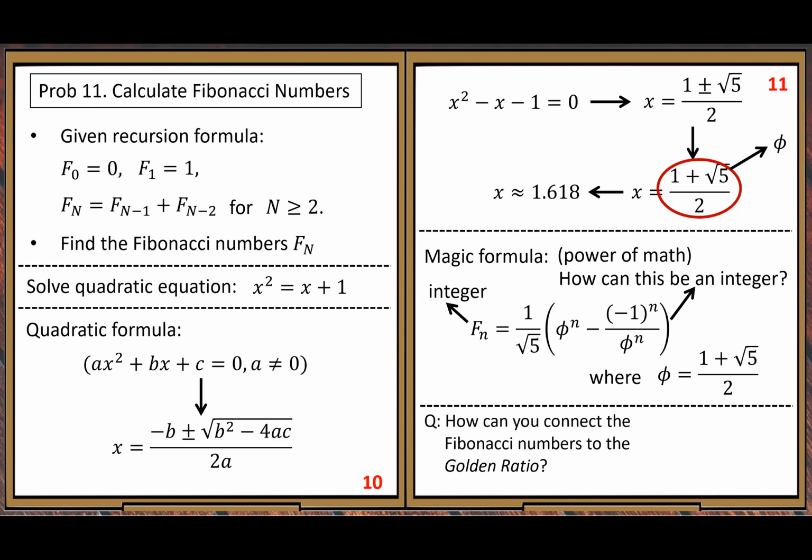How can you connect Fibonacci numbers to the golden ratio? We will see when we solve the linear recurrence relation, we have that formula. We have this equation, and we need to work on it. This equation comes from this recurrence relation, and it will give us the golden ratio.